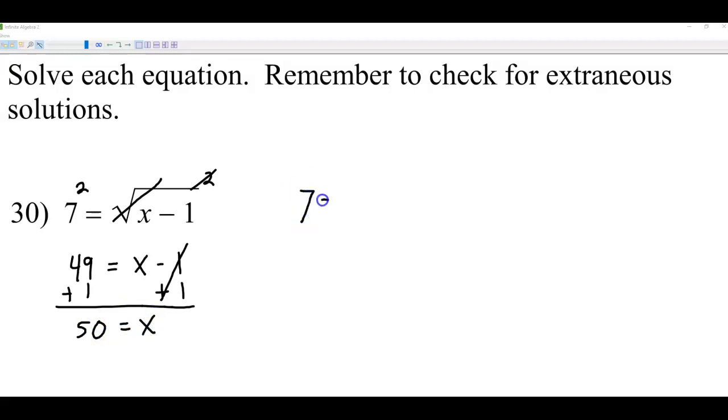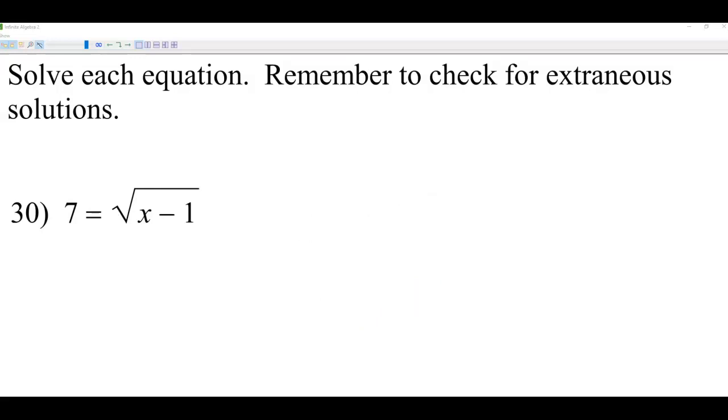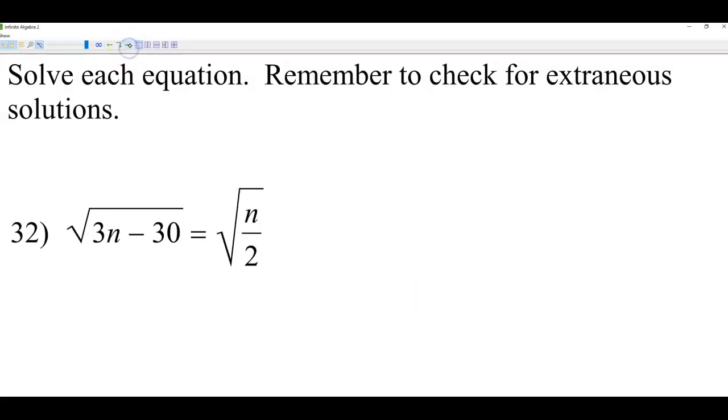But there actually is one more step. We should really technically check our answer to make sure it's not extraneous. In other words, that it doesn't give us a bogus answer. So I'm going to plug 50 in for x. And it looks like we're good. All right? But you do got to check for those extraneous solutions. Let's take a look at another one here.